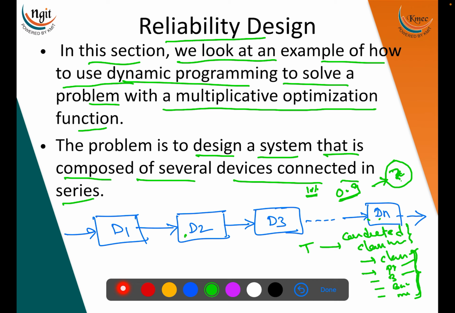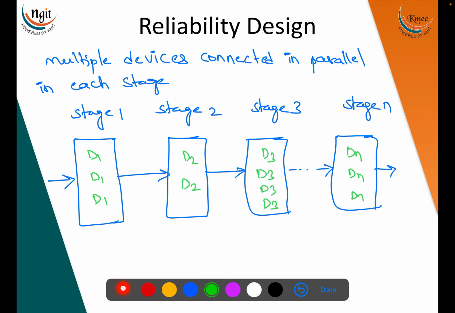Now, when I depend upon these devices to run any of my tasks, from the reliability perspective, I cannot give the guarantee of how long this will run. Correct? Now, what I will do is increase the reliability of these devices. How will I increase the reliability? By taking multiple devices connected in parallel in each stage. That means stage 1, stage 2, stage 3, stage n.